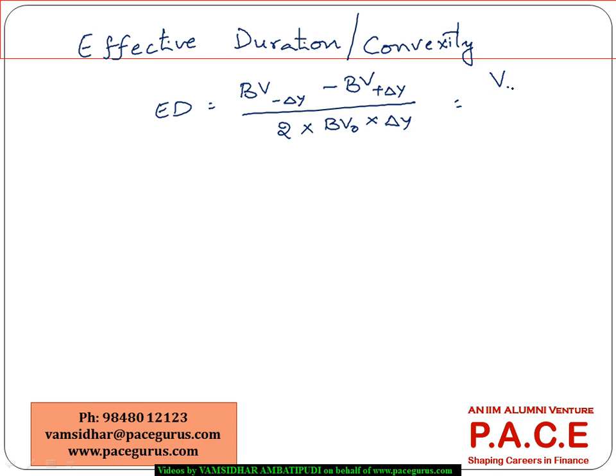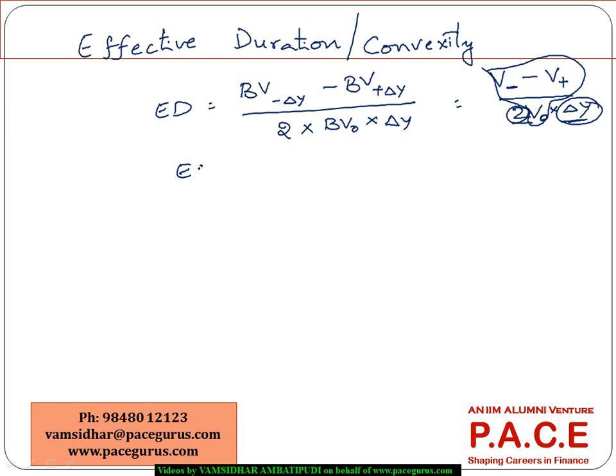The value of the bond when interest rates decrease minus the value of the bond when interest rates increase, divided by the original value of the bond, multiplied by the change in the interest rate, because we have changed by delta y towards the downside as well as the upside. This portion is the percentage change in the value of the bond, and this portion is the percentage change in the interest rate. So this was our definition of effective duration.